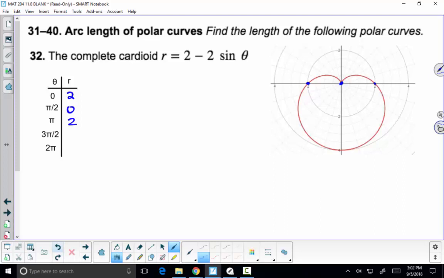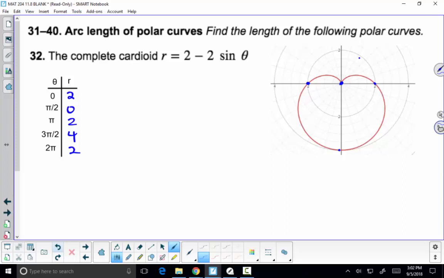Right? And then 3 pi over 2. Sine of 3 pi over 2 is -1. You get a 4 there. So that says go to 3 pi over 2 and go 4 units away from the origin. And then it plots that. And 2 pi puts you back at 2.